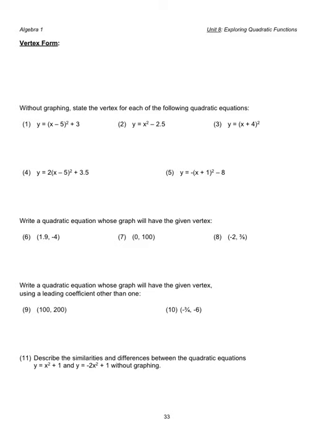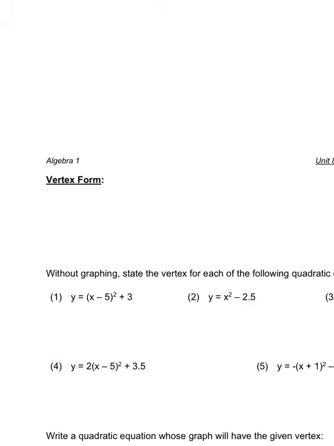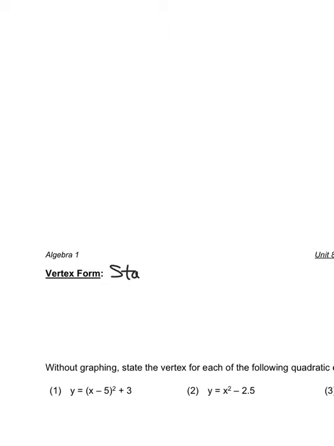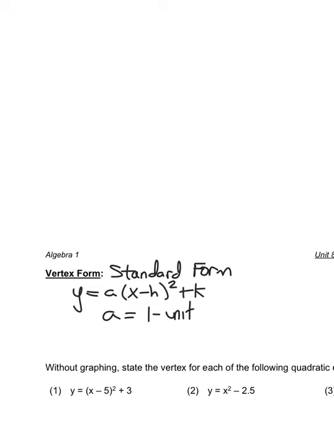So on this page, we just have a brief refresher of the vertex form of a quadratic. Vertex form and standard form mean the same thing. Y equals a times x minus h squared plus k, where a is the slope of 1 unit. H and k make up the vertex.